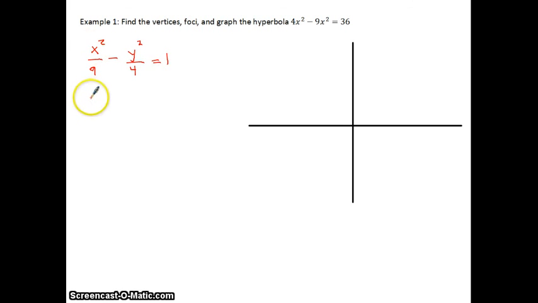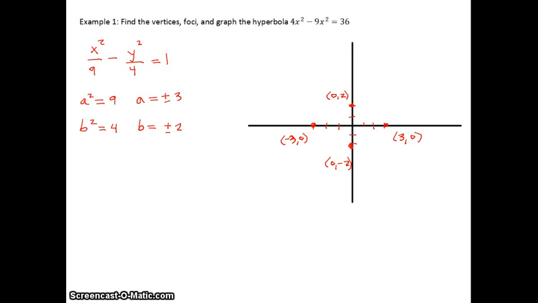The x squared is over the a squared in this case, so that means that 9 is equal to a squared and that b squared is equal to 4. I should mention that the a squared is not always the larger value like it was with the ellipses. The a squared will be associated with the positive fraction. Our transverse axis is along the x-axis. That means our vertices and foci are on the x-axis. Let's find a and b and then label some points on our graph.